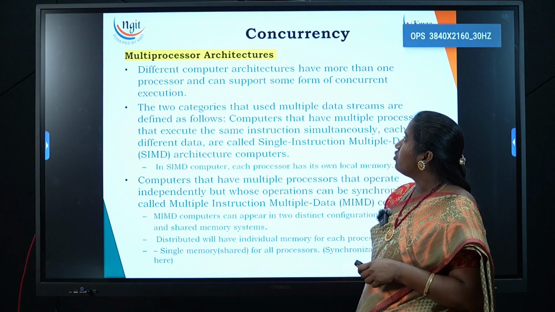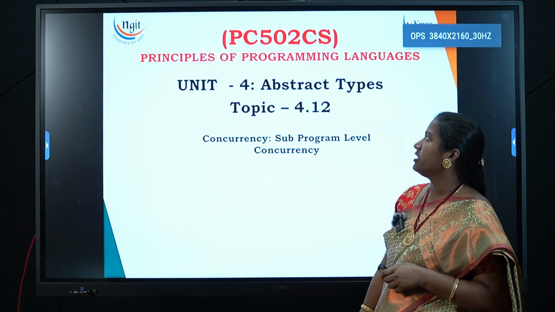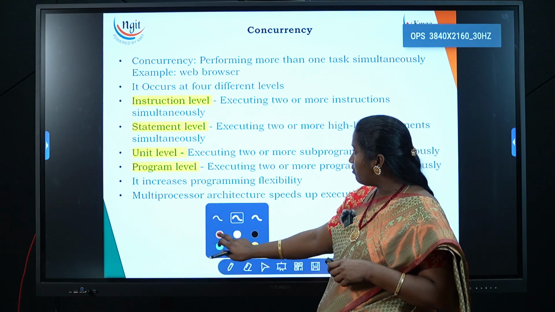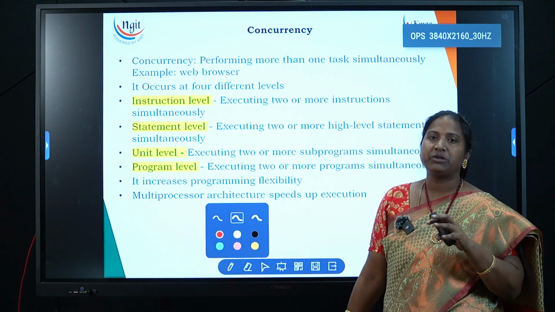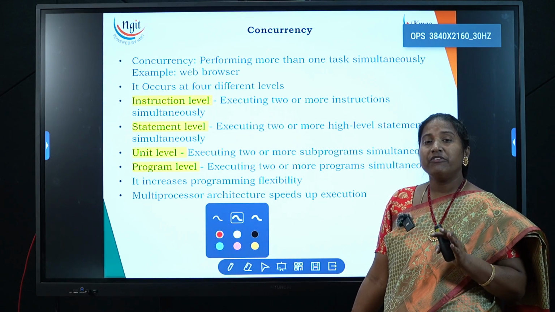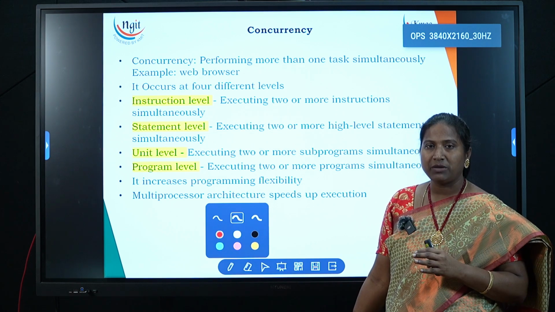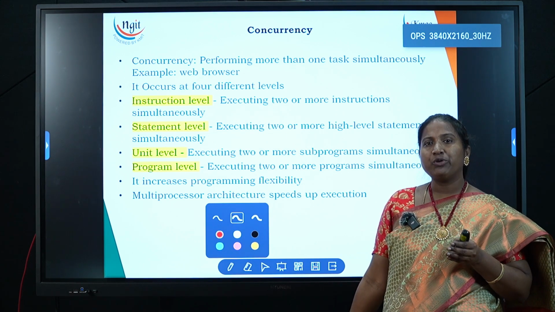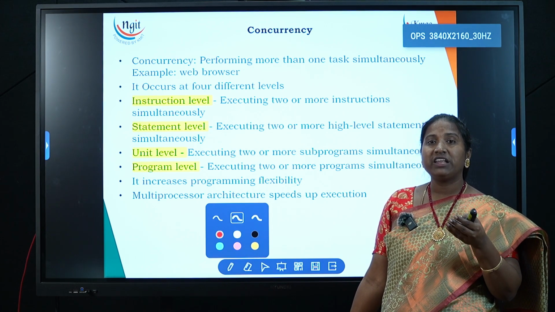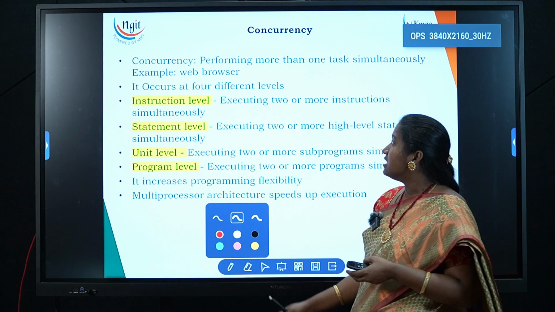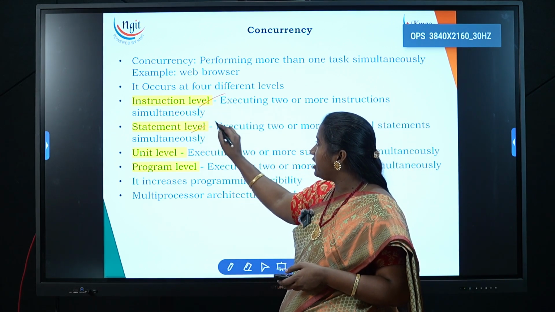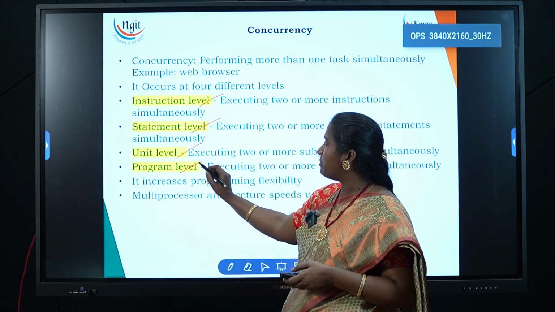Let's understand what concurrency is. Basically, concurrency performs more than one task simultaneously. That is the exact meaning of concurrency. You can take the example of a web browser, which takes tasks and executes them simultaneously. Concurrency occurs at 4 different levels: instruction level, statement level, unit level, and program level.